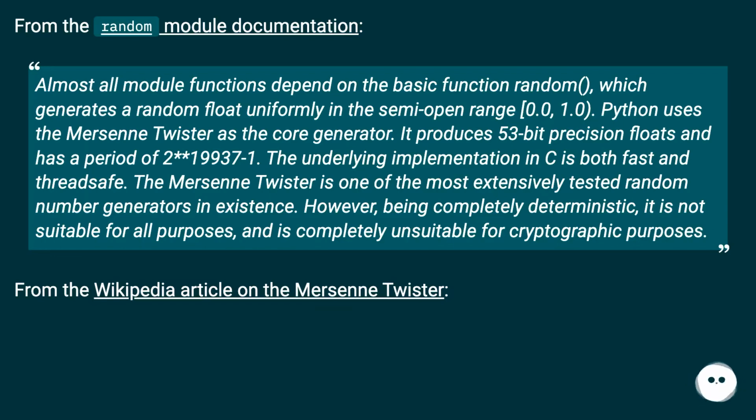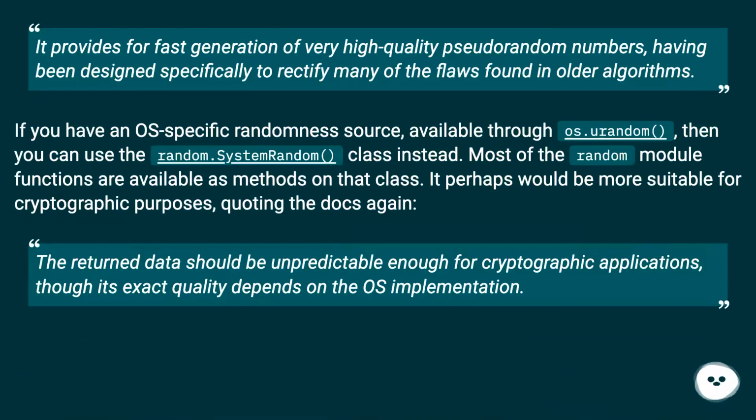From the Wikipedia article on the Mersenne Twister: It provides for fast generation of very high-quality pseudorandom numbers, having been designed specifically to rectify many of the flaws found in older algorithms. If you have an OS-specific randomness source, available through os.urandom, then you can use the random.SystemRandom class instead. Most of the random module functions are available as methods on that class. It perhaps would be more suitable for cryptographic purposes, quoting the docs again: The return data should be unpredictable enough for cryptographic applications, though its exact quality depends on the OS implementation.